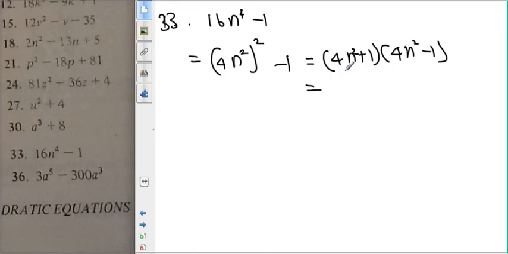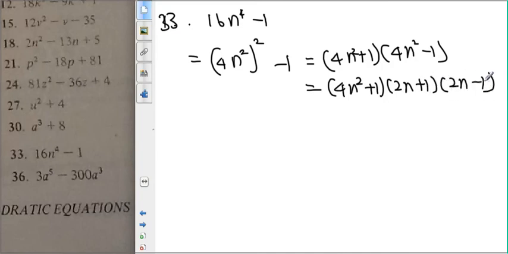Now, in fact, you will realize the first one is already done, but the second one can be factored further because this is once again the difference of squares. So here it goes. We get 4n squared plus 1 times 2n plus 1 times 2n minus 1. And that becomes our answer for number 33. Let's go for number 34.